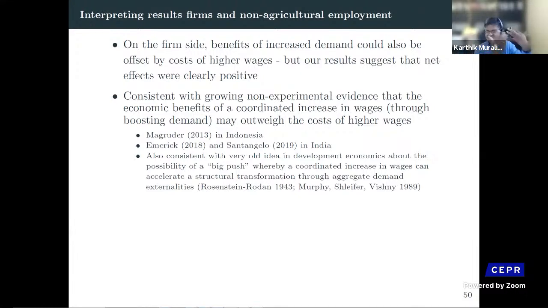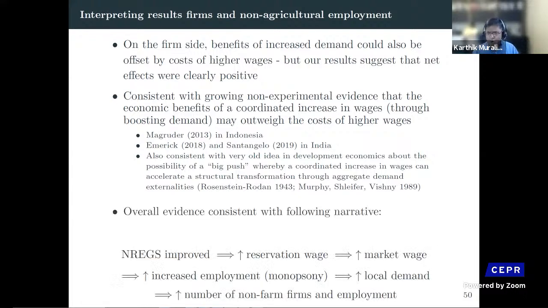So these are almost like the classic models of poverty traps, and it's consistent with that. So I think the overall evidence, and I'm basically done, is consistent with this narrative, right? It means that NREGA improved its quality as an outside option.